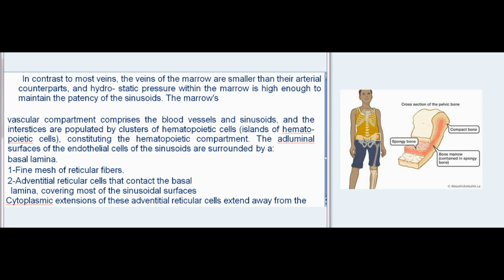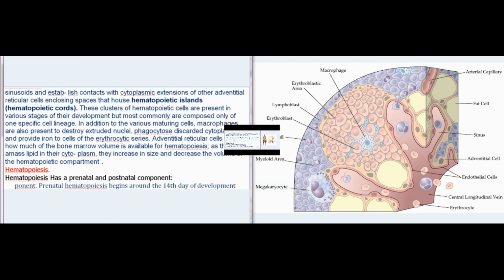The marrow's vascular compartment comprises the blood vessels and sinusoids, and the interstices are populated by clusters of hematopoietic cells, islands of hematopoietic cells, constituting the hematopoietic compartment. The adlaminal surfaces of the endothelial cells of the sinusoids are surrounded by a basal lamina. One, a fine mesh of reticular fibers. Two, adventitial reticular cells that contact the basal lamina, covering most of the sinusoidal surfaces.